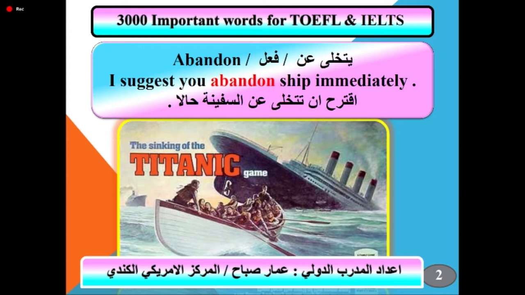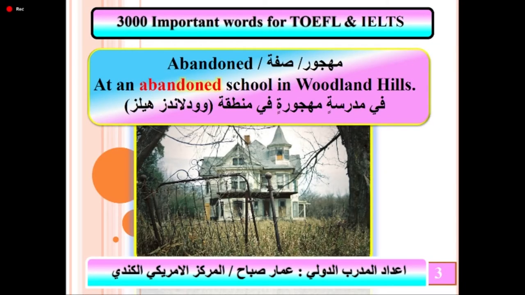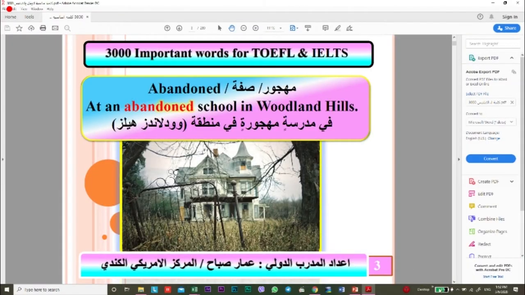So let's read together. I suggest you abandon ship immediately. Immediately is also an adverb. The next one we have is abandoned, which means deserted, adjective. Abandoned, adjective. We use abandoned to describe what? Abandoned means what? Adjective. Clear? Let's see the pronunciation of this one.